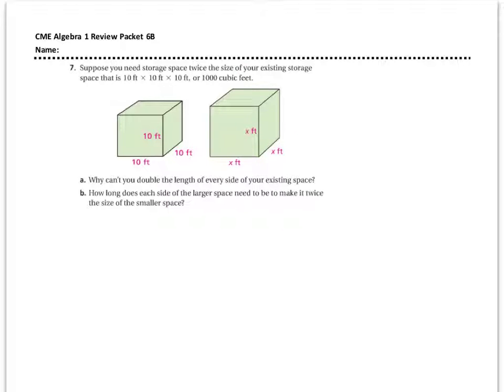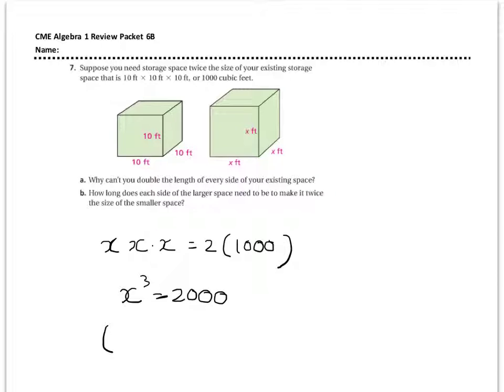We want that to be twice as much as the storage, which is 1000 cubes. So we have x to the third equals 2000. So what number to the third power is 2000? Okay, that should be the answer. That should be the length of each side of the new boxes. Okay.